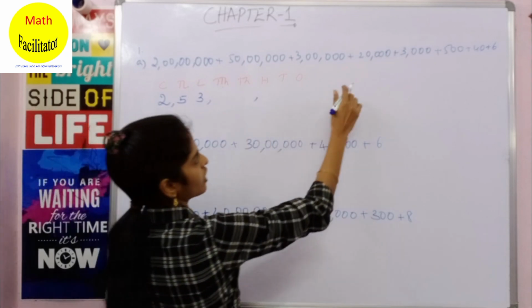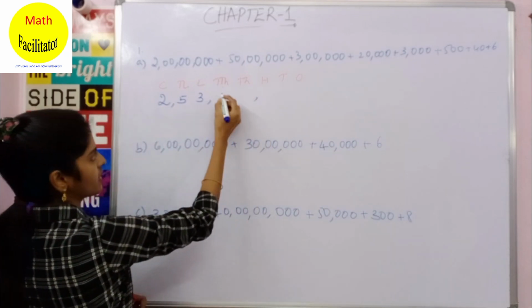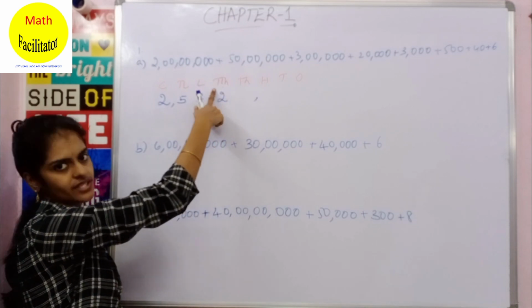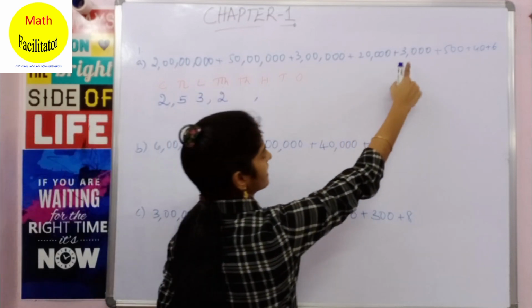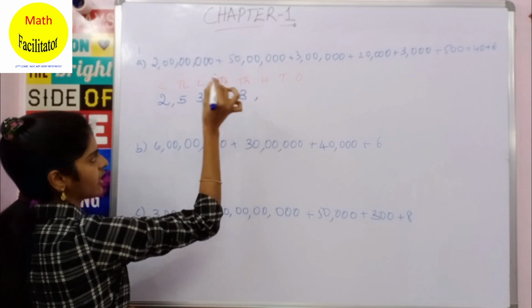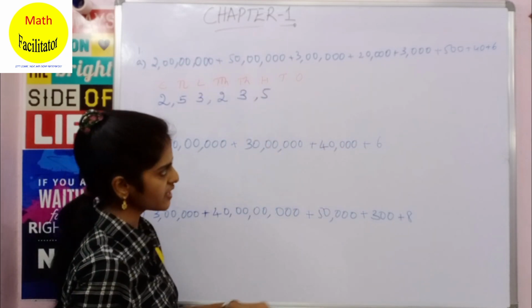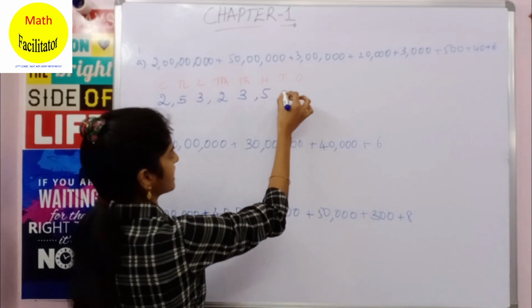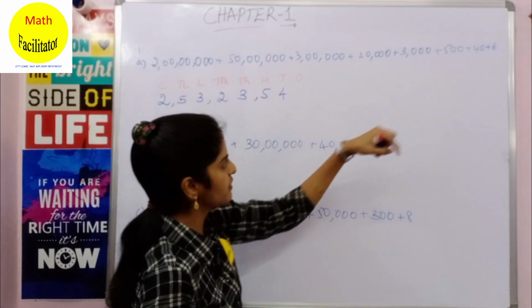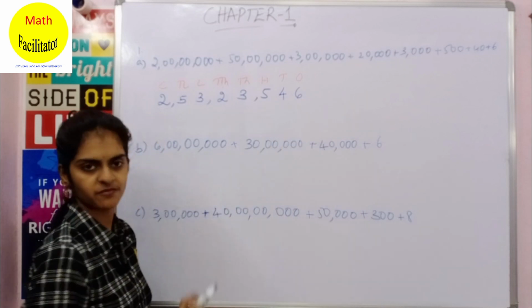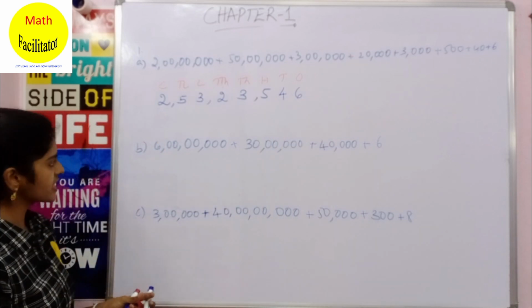Clear? Now it is 20,000. So 20,000 you will write in 10,000's place. Next you have 3,000, you will write in thousands place. Next you have 500, so in hundreds place you will write 5. Next you have 40, so in tens place you will write 4, and in ones place you have 6. Clear? Now moving on to the next one.